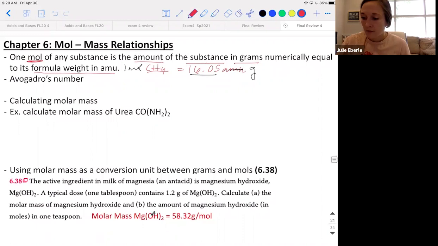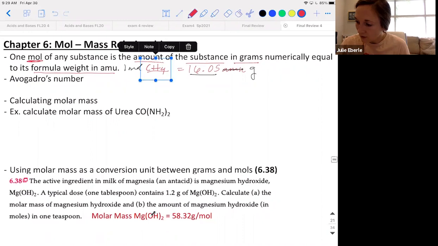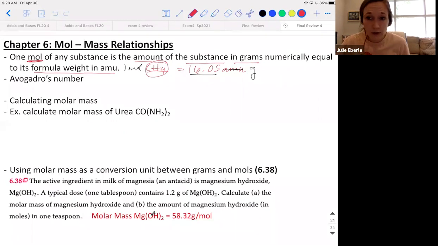Okay, and then we also said, Avogadro's number is the number of items in 1 mole. So if we want to know how many molecules of CH4 are present in 16.05 grams, if it's 1 mole of the substance, then we have Avogadro's number of that molecule. And Avogadro's number was 6.022 times 10 to the 23rd. This is how many items are in 1 mole, okay?